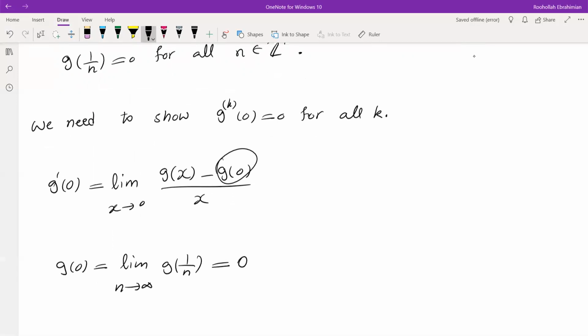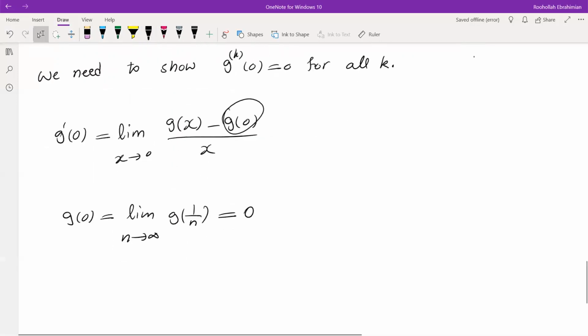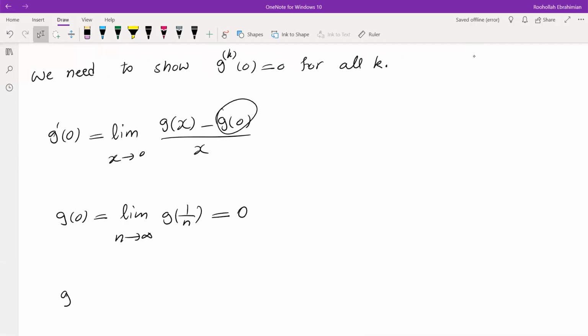Okay, so essentially the first thing is out of the way. So that's nice. But we are far from there yet. We need g prime of 0. Let's plug that into that. So we get g prime of 0 is the limit of g of x minus 0 over x as x approaches 0.